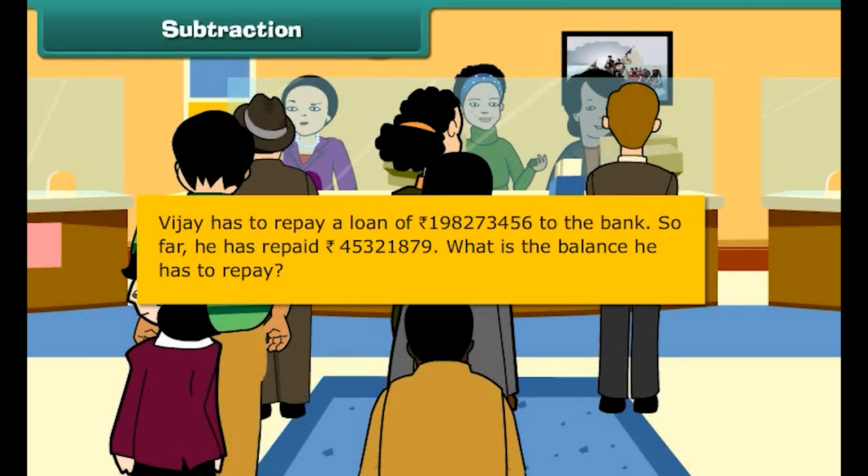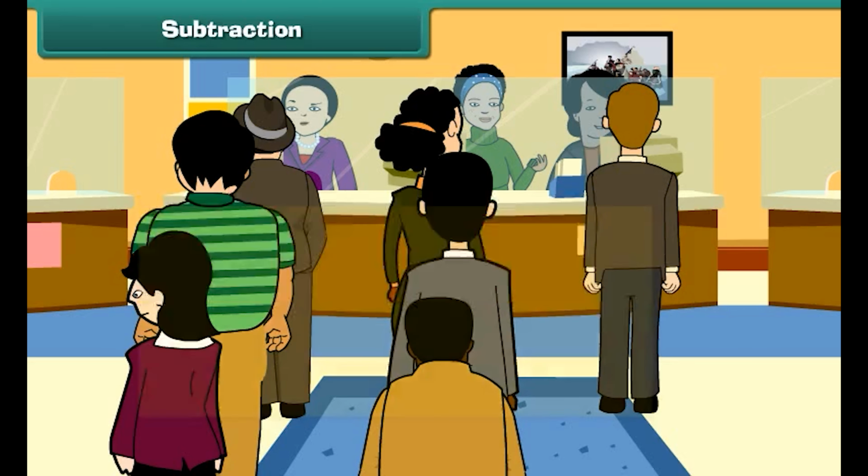Let us attempt a word problem involving subtraction. Vijay has to repay a loan of rupees 198273456 to the bank. So far, he has repaid rupees 45321879. What is the balance he has to repay?